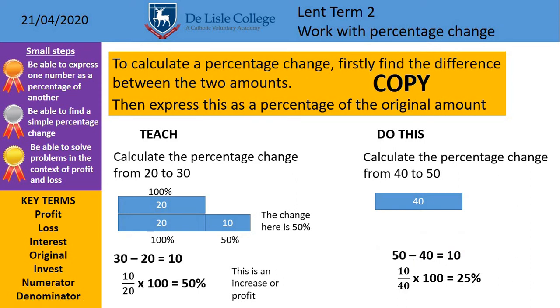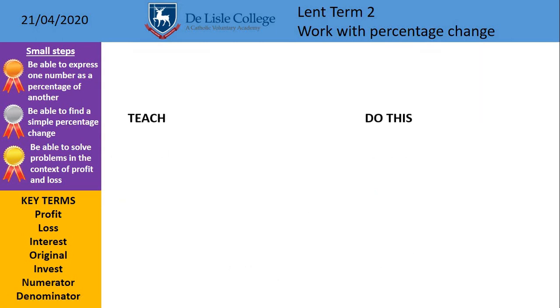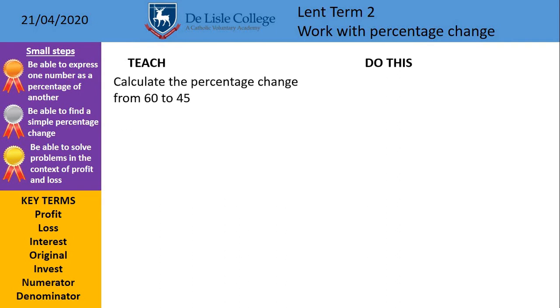You might have been able to have done this and seen this in your head. So 40 is the 100% to start with. We've increased to get to 50 by 10. And then we look at this 10 as a fraction of the original 40. 10 out of 40 is this 25% increase. Let's have a look at another question.